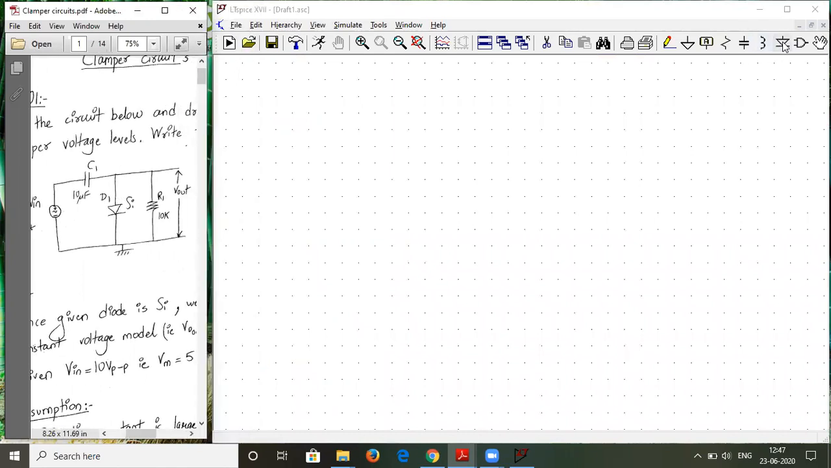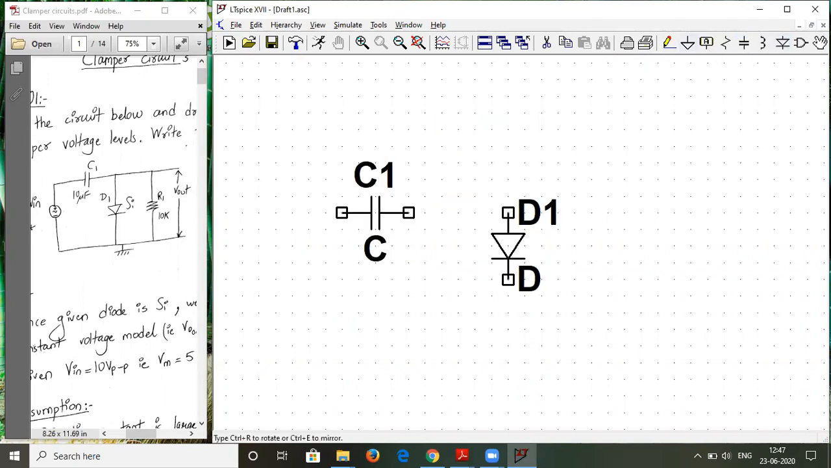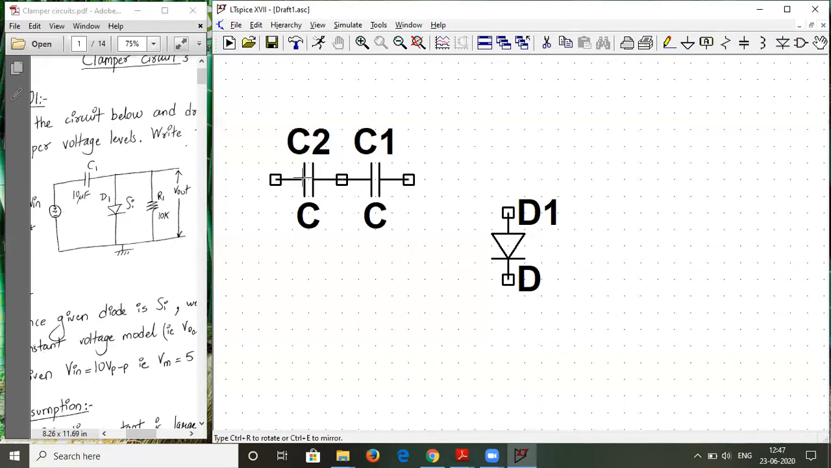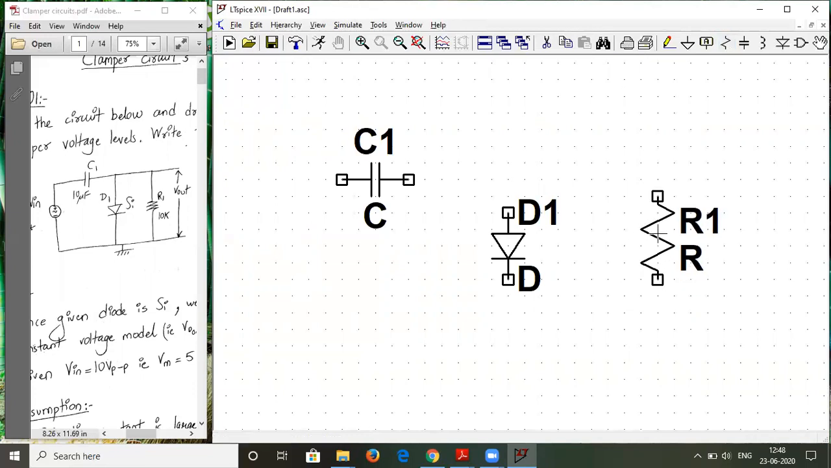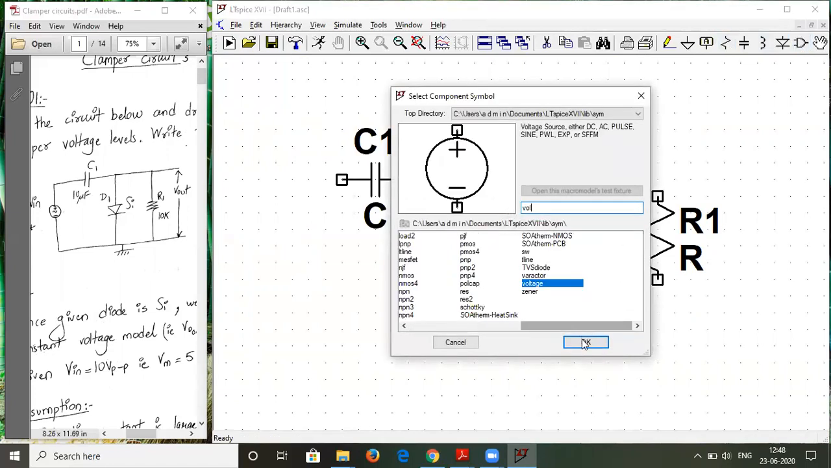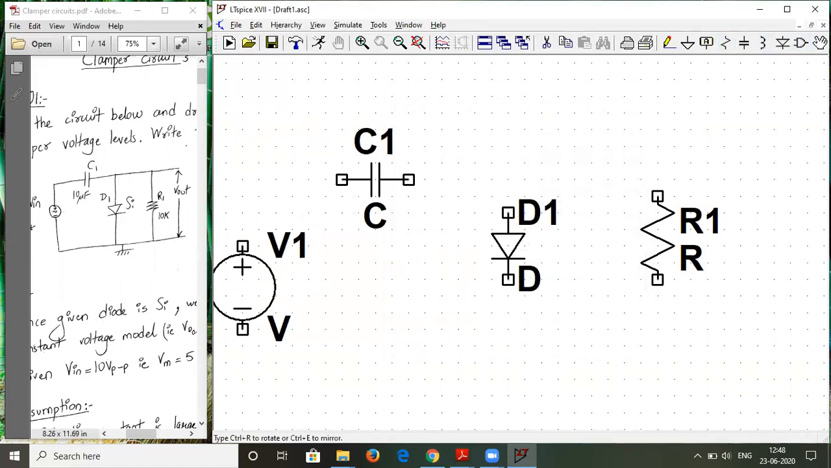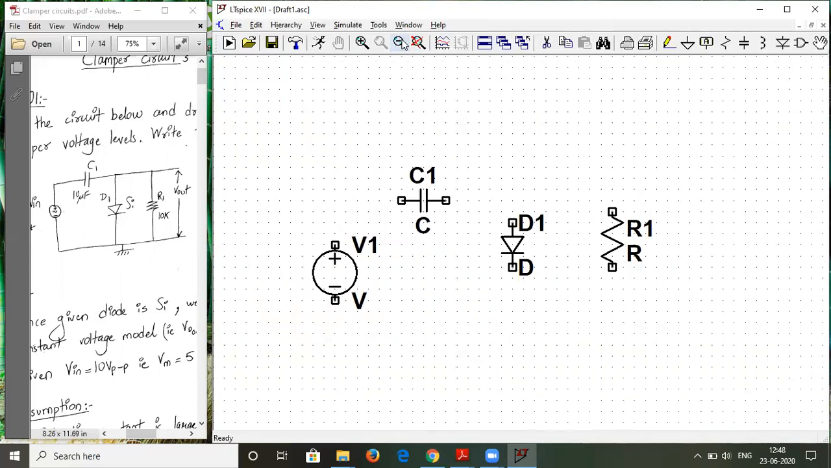I will take a simple diode and place it onto the screen, and take a resistor and place it here. Then I require a capacitor and a resistor basically. So I will select a resistor and place it in parallel with this diode over here. And I require a voltage source, so I'll select a voltage source and place it over here. These are my components: voltage source, capacitor, diode and a resistor.